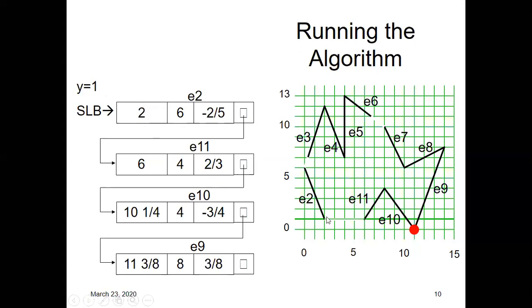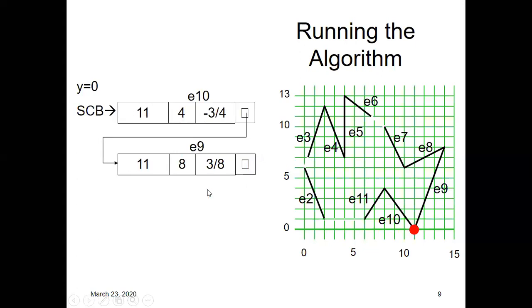In y is equal to 1, which edges do we have? We have E2, we have E11, we have E10, we have E9. So you write E2, E11, E10, E9, the updated edges. In the previous iteration, we updated our edges with x min plus 1 by m. This is the updated edge of E10, updated edge of E9.